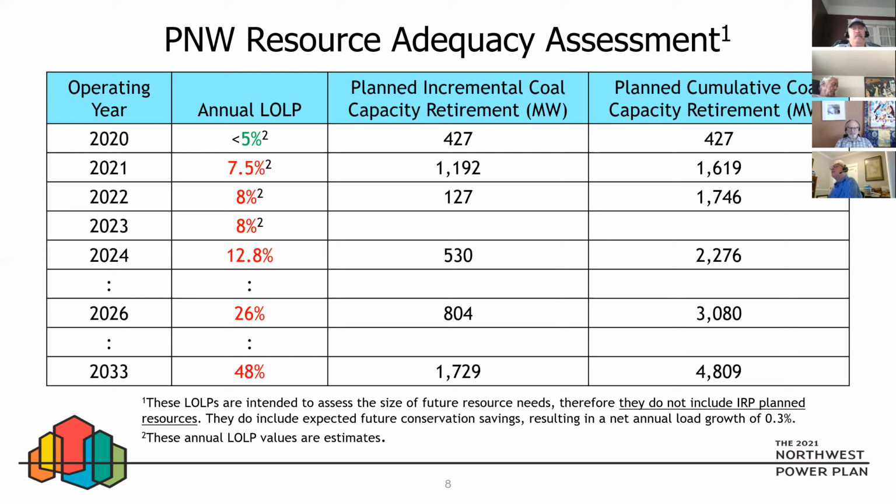So we jump from under 5% to about 7.5% by next year. It doesn't take much to get back down to 5%. To get from 7.5% down to 5% only requires about 300 megawatts of capacity. But the next big jump is 2024, when we lose another 530 megawatts of coal, and it jumps to 26% by 2026. By 2033 we go up to almost a 50-50 chance of having some kind of problem, probably a large problem, in the year. And of course, this is with nothing added and just with load growth.